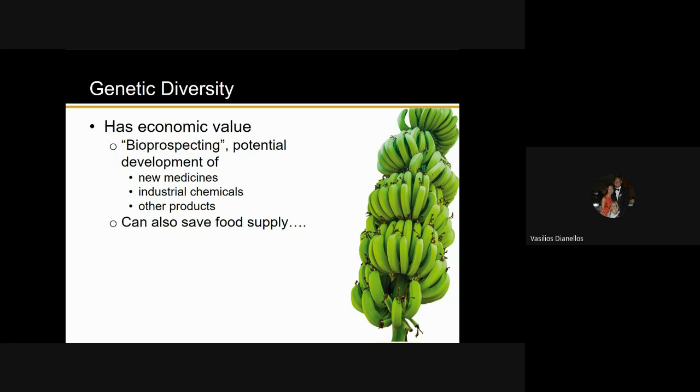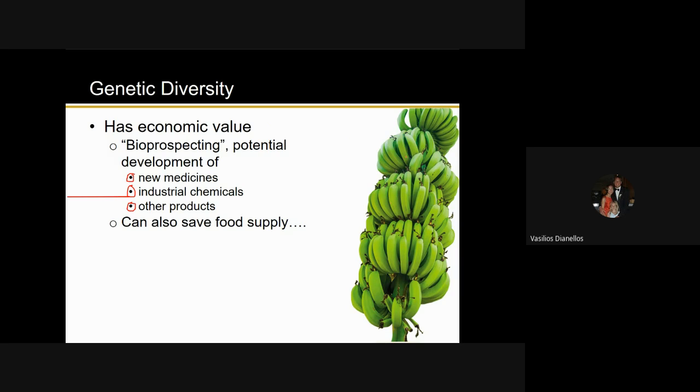Anyway, let's move forward. So genetic diversity also has economic value. There's something called bioprospecting, which is the potential development of new medicines and industrial chemicals, and other things. It's basically when you're looking at genetic diversity to fix everyday problems. This is why I use these bananas as an example.